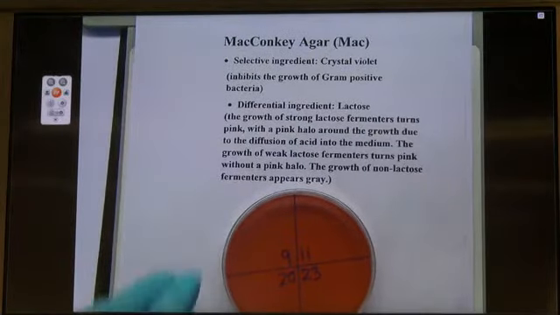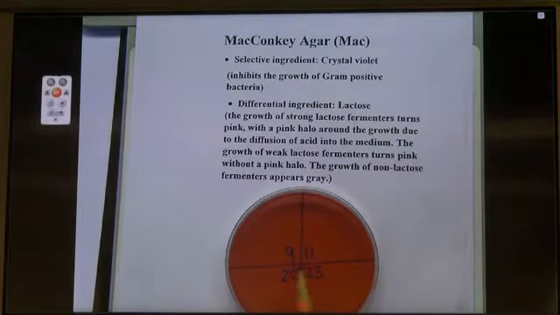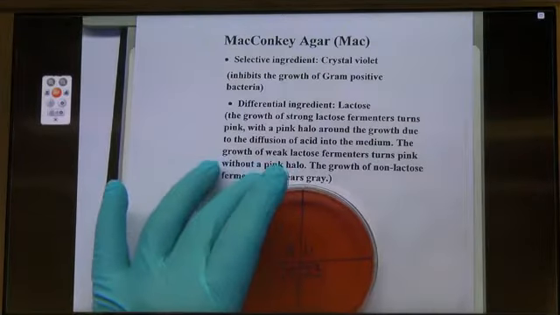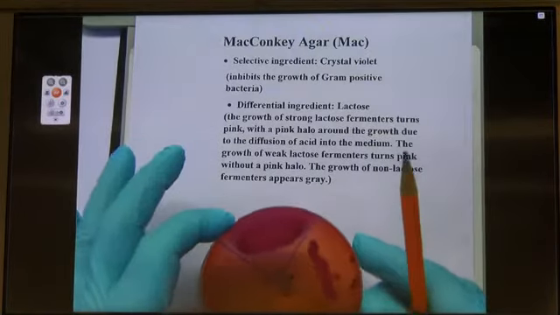Right here. Again, we inoculated 4 bacteria: Enterobacter aerogenes, E. coli, Salmonella typhimurium. These 3 are gram-negative, and Staphylococcus aureus, that is gram-positive. Now let's look at the plate that has bacteria on it. Inoculated plate. Here it is.